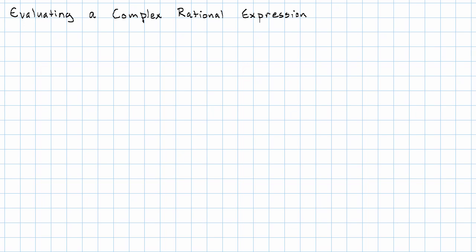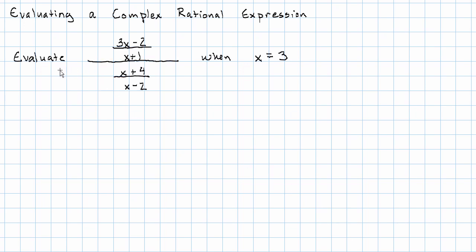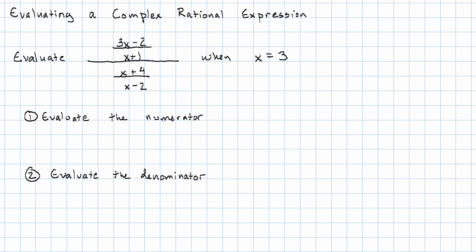How might we go about evaluating a complex rational expression? For example, we might wish to evaluate this complex rational expression when x equals 3. And in order to do that most simply by hand, we're going to break this down into a few steps. Namely, first we'll evaluate the numerator, then we'll evaluate the denominator, and finally we'll put them together.